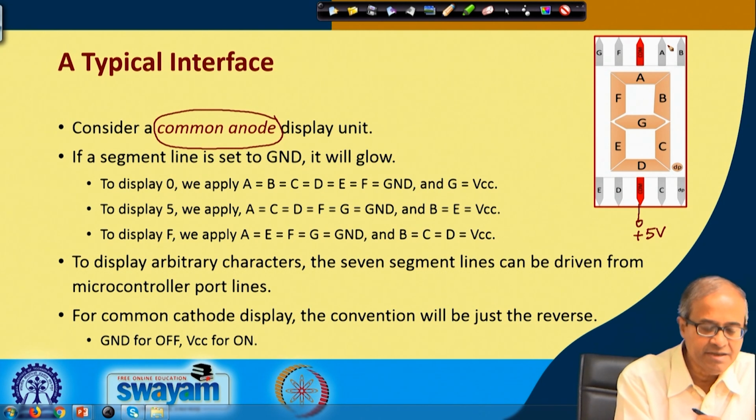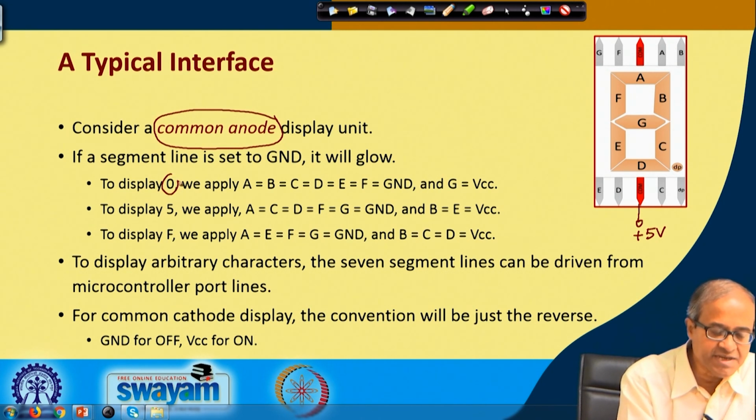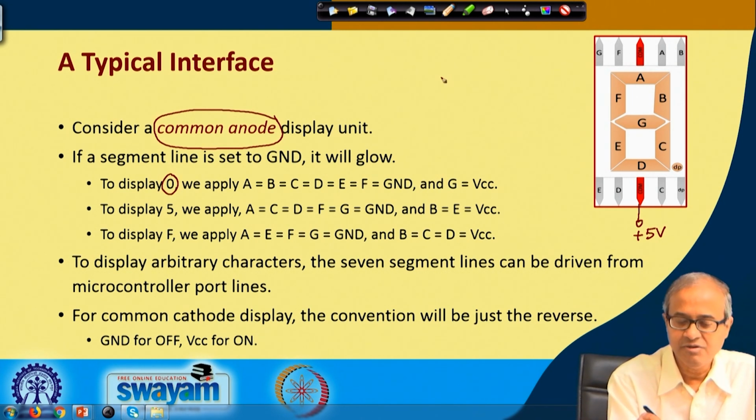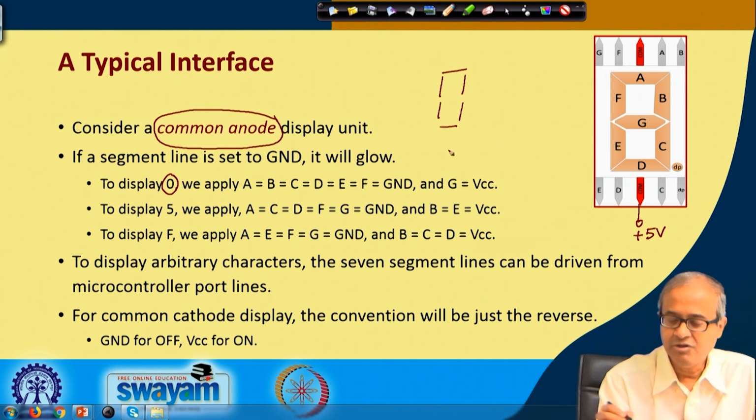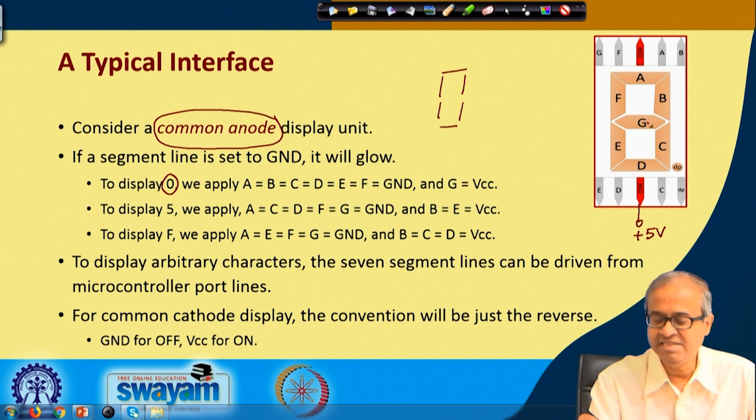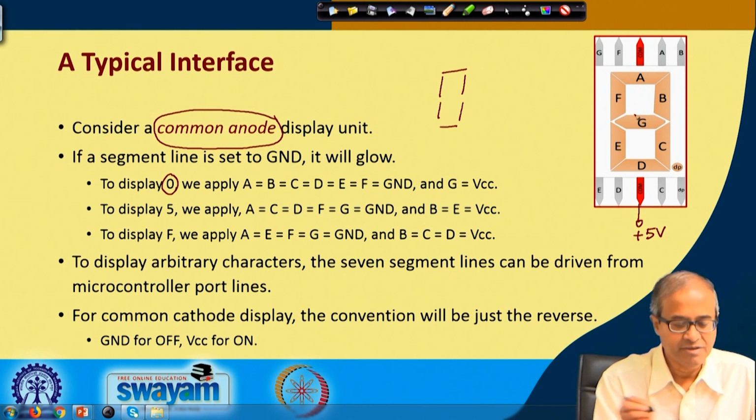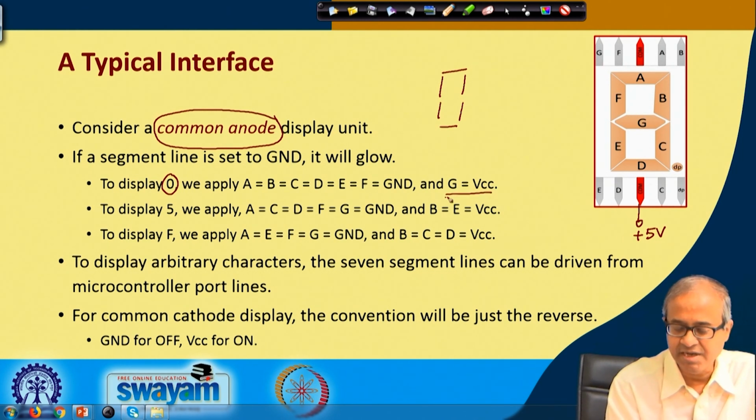So, let us say if I want to display the character 0. So, what is 0? 0 will look like this. So, all these segments other than G will be glowing. So, only G will be connected to high VCC, that will not glow, and all other segments will be connected to ground, they will be glowing.